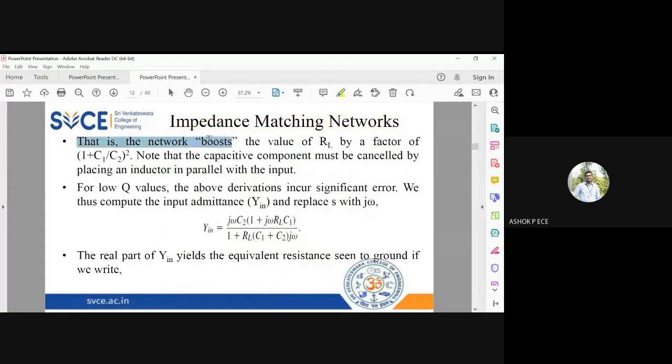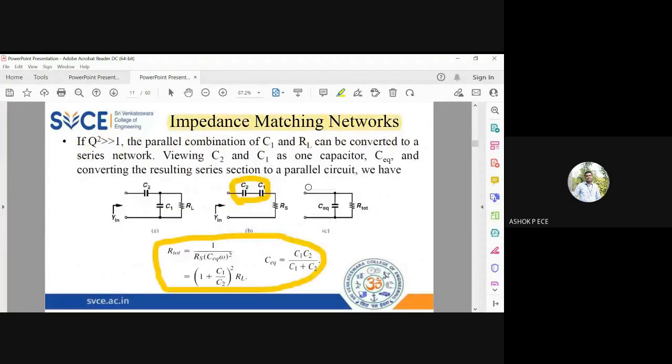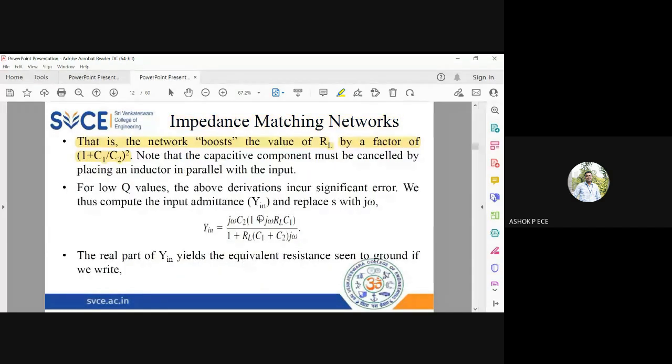So the network boosts the value of RL by a factor of 1 plus C1 by C2 the whole square. You can see RL into 1 plus C1 by C2 the whole square. So it is going to boost the value of RL by this multiplicative factor, 1 plus C1 by C2 the whole square.